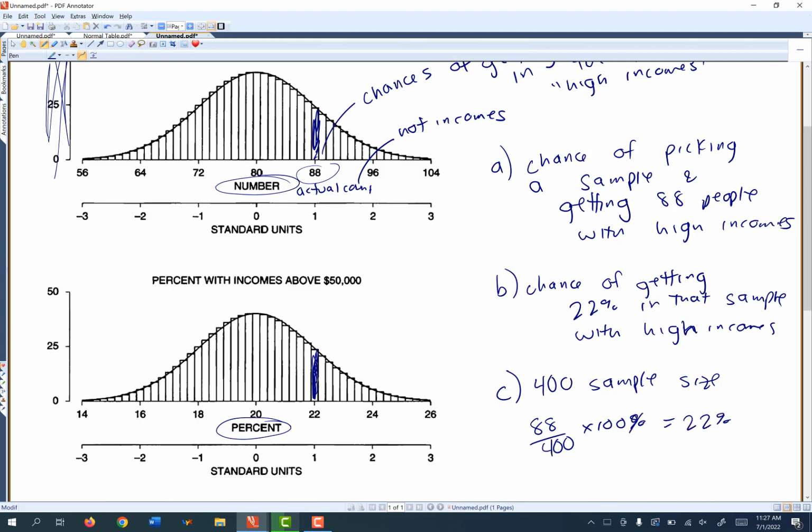So whether you want to count and say there's 88 actual people or you want to find a percentage of 22%, you should get the same values, and so all the chances will be the same. They just change the scale. And that's all they're trying to do on this problem, is just show you that switching from counting the people to looking at the percentage is the same thing. We just switched the scale.